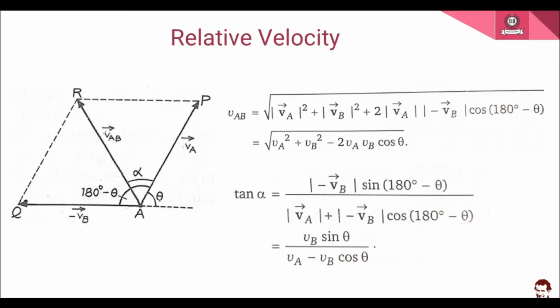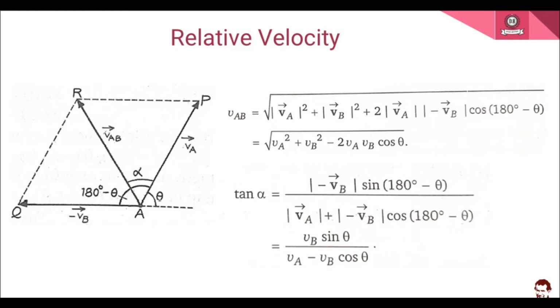So when we are taking the resultant, we use the formula square root of a square plus b square plus 2ab cos theta. But theta is the angle between VA and minus VB, because of that it is taken as 180 minus theta. So according to parallelogram law, we can find the relative velocity VAB. We get the magnitude as square root of VA square plus VB square minus 2 VA VB cos theta, and the direction tan alpha equals VB sin theta divided by VA minus VB cos theta.